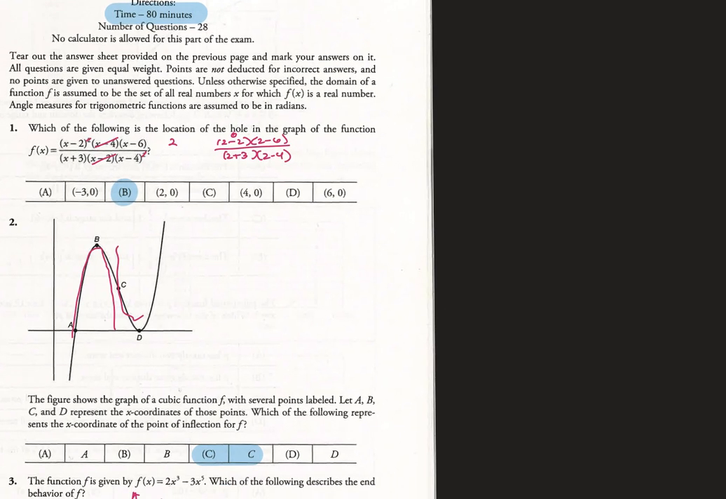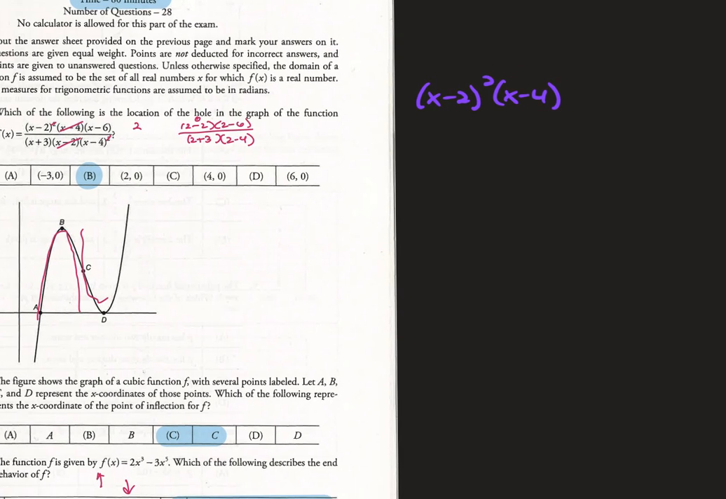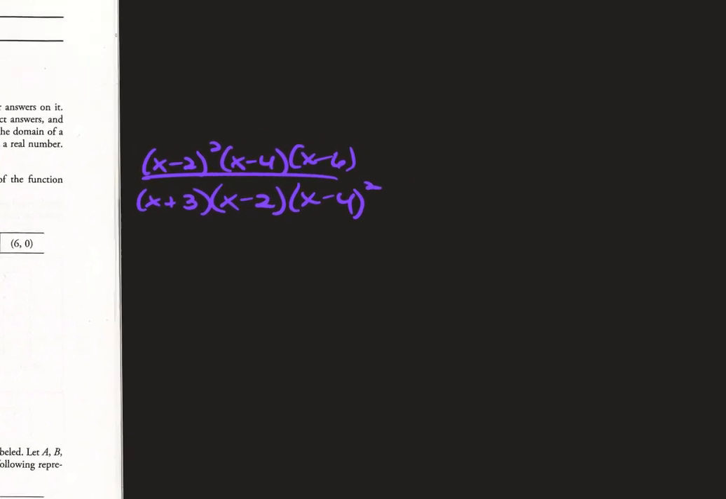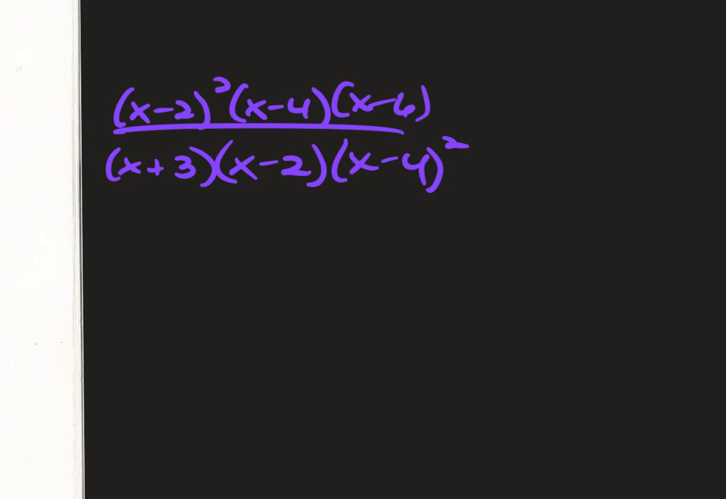All right, so it was (x minus 2) squared, (x minus 4), (x minus 6) over (x plus 3), (x minus 2), and (x minus 4) squared. All right, so we said before we make any decisions about holes or vertical asymptotes, like anything, you have to see if you can simplify it. You can cross out the x minus 2.